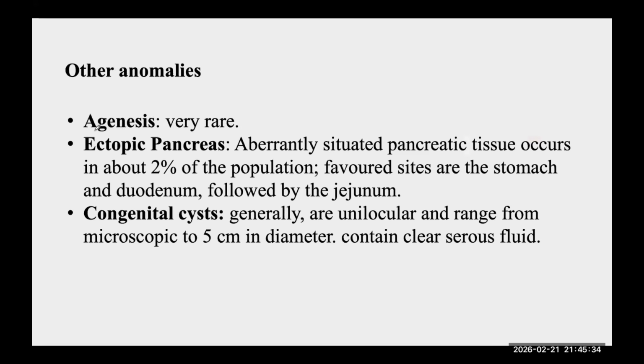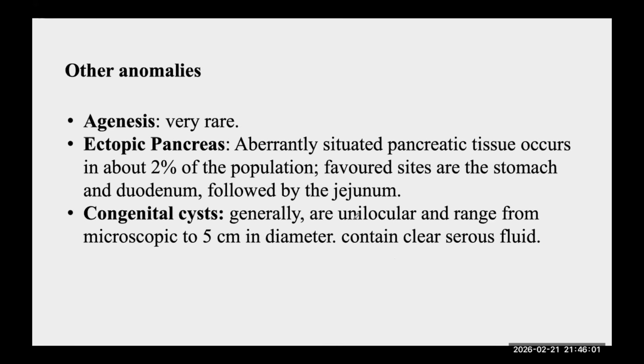Other anomalies that can happen: agenesis, basically when the pancreas does not fully form. This is a very rare anomaly. Or ectopic pancreas, it's when the pancreas arises in a different place than the one we discussed. So we can see pancreatic tissue anywhere, but the sites where we most commonly see ectopic pancreas are the stomach, duodenum, and then the jejunum. It's also not a very common condition, but you just need to know about it.